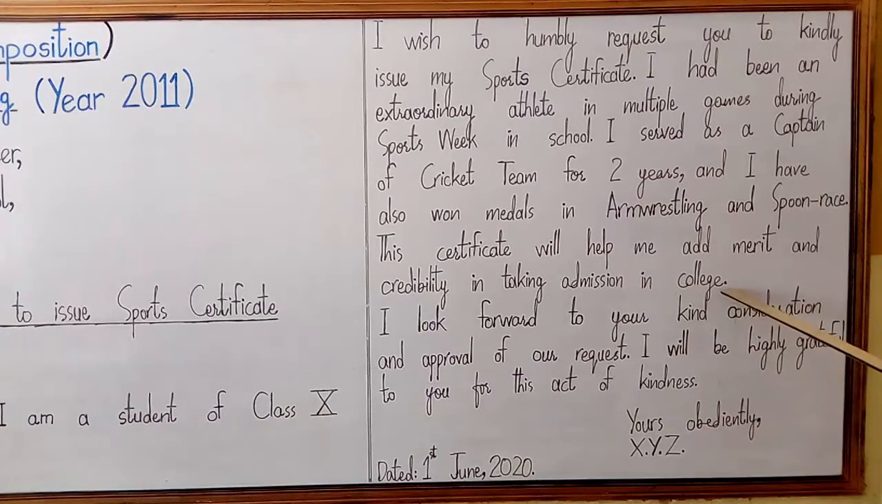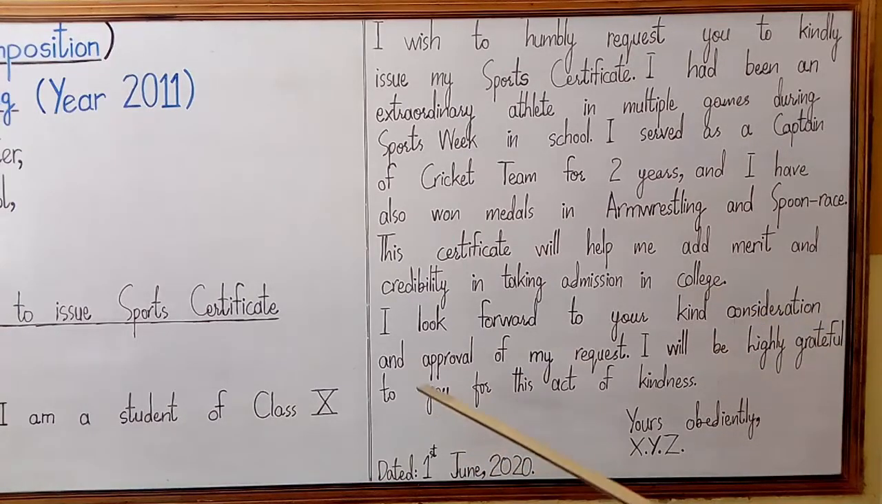Then you will change paragraph from here and you will start the paragraph of closing. I look forward to your kind consideration and approval of my request. I will be highly grateful to you for this act of kindness. After this paragraph of closing, you will skip one line here before starting your ending, and then from the half of the page you will start yours obediently, comma, XYZ, dated. I have given you an exemplary date here, 1st June 2020.